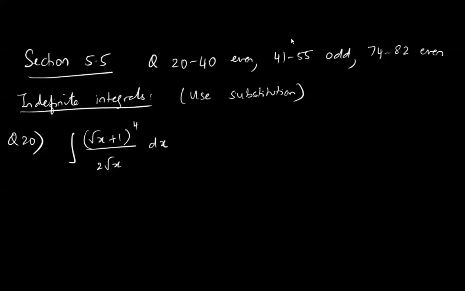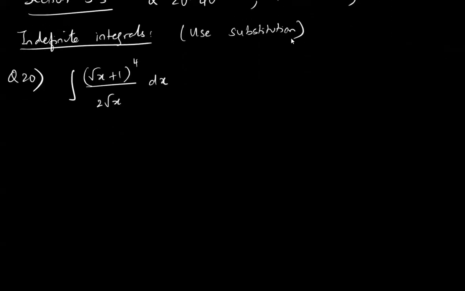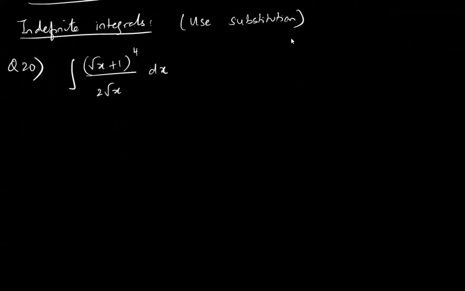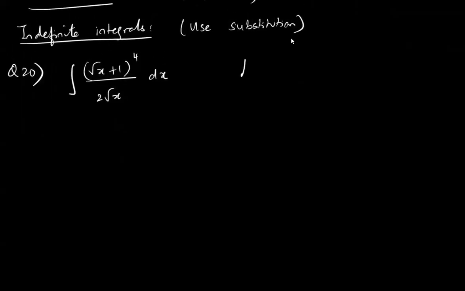So here we are going to use substitution to evaluate integrals. The first set of problems involves indefinite integrals, and then we'll move on to definite integrals. So here what I'm going to do is make my u the square root of x plus 1, which means my du is 1 over 2 root x dx.